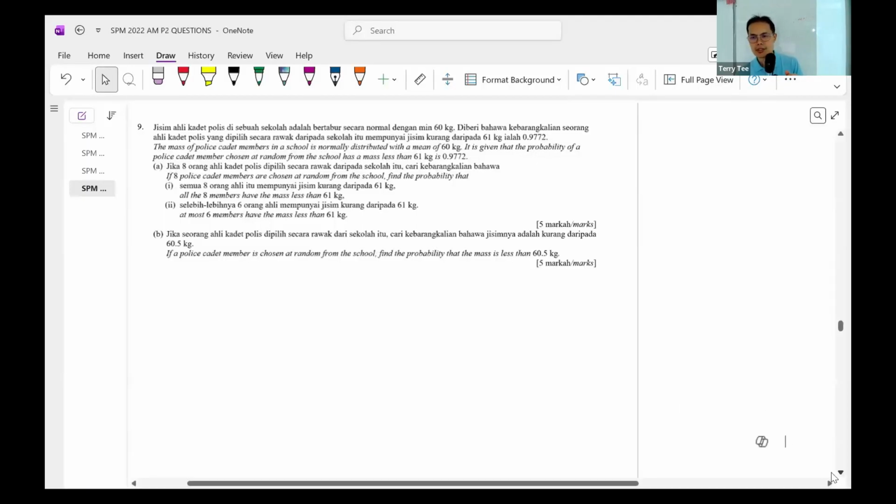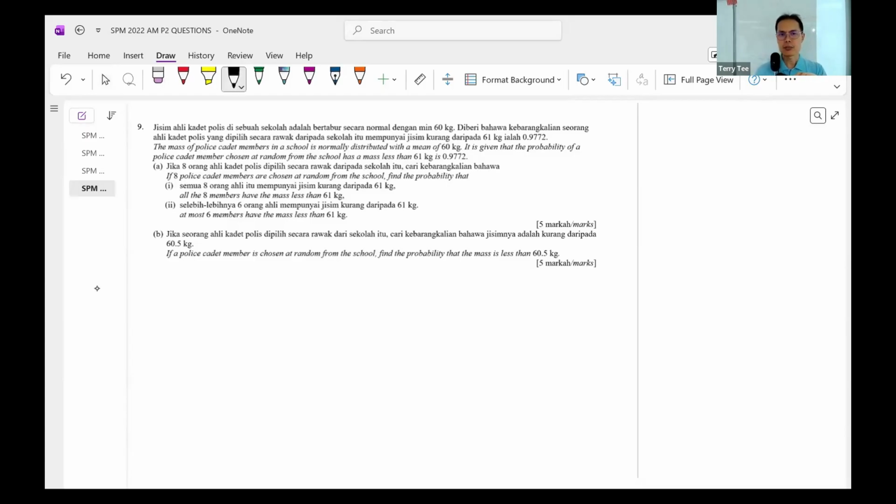All right, so this is question number 9. This is your probability distribution from chapter 5. The mass of a police cadet member in the school is normally distributed with mean of 60. Given the probability of a police cadet chosen at random from the school with mass less than 61 is this. 8 police cadets are chosen at random from the school. Find the probability that all of them have mass less than 61.